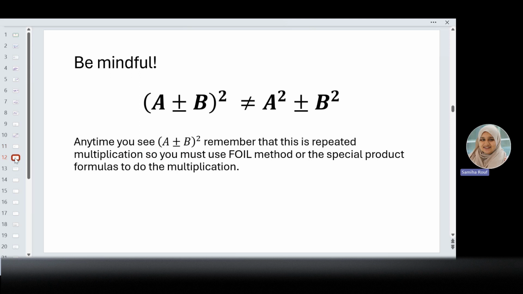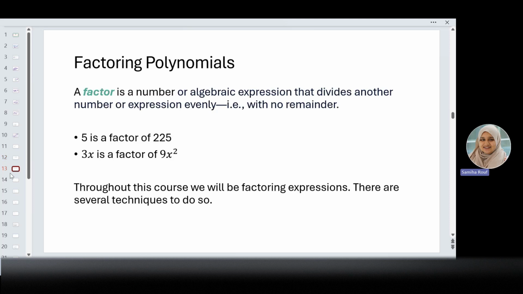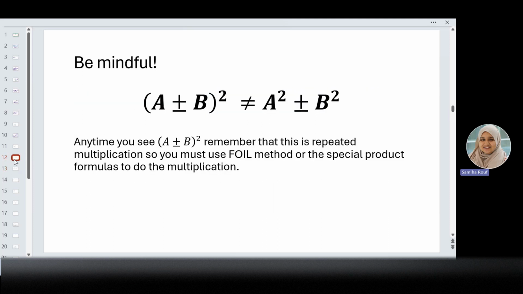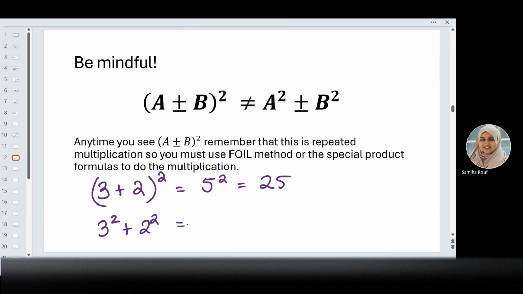Something else to keep in mind is two things being added or subtracted with this outer square. It's not the same as squaring them separately. This is going to make more sense with an example. For example, if I had 3 plus 2, and then I have a square like this, well, this is saying 5 squared, and this is 25. But if I had 3 squared plus 2 squared, this gives me 9 plus 4, which is equal to 13. So notice these are not equivalent.